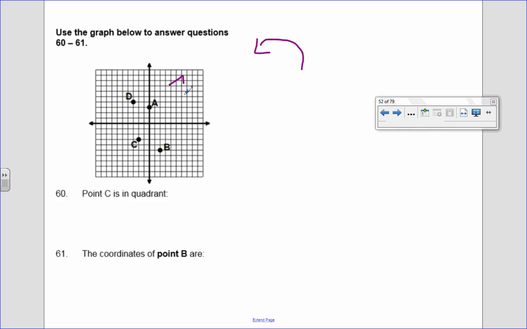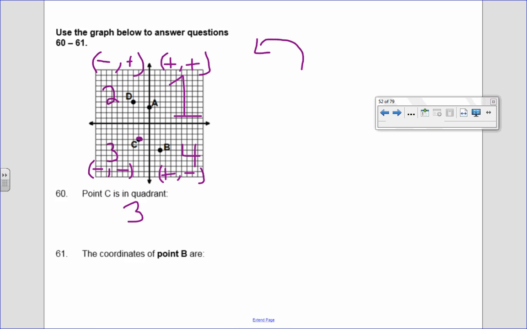This quadrant is the first quadrant, where we have positive x values and positive y values. This quadrant is the second quadrant, where we have negative x values and positive y values. This quadrant is the third quadrant, where we have negative x values and negative y values. And this quadrant is the fourth quadrant, where we have positive x values and negative y values. Now, it says point C is in which quadrant? Point C is right here. It is in quadrant 3.